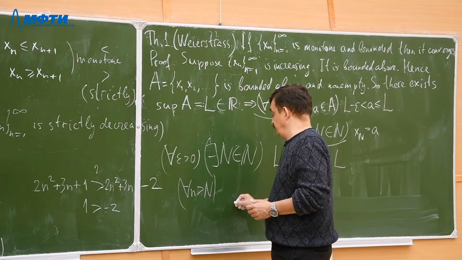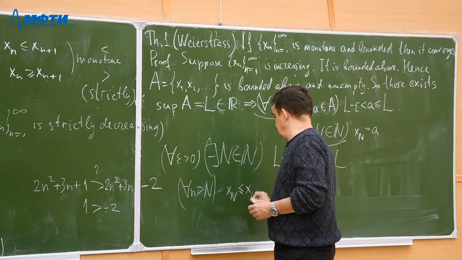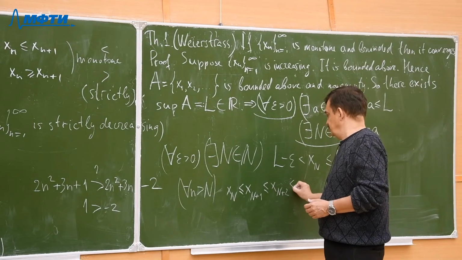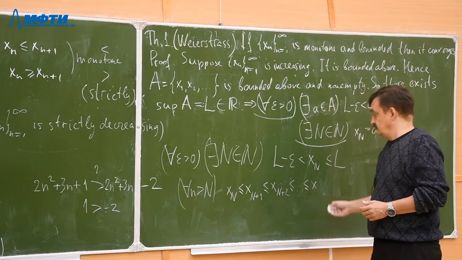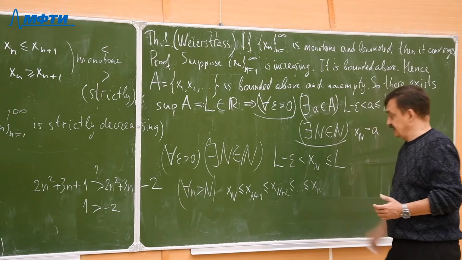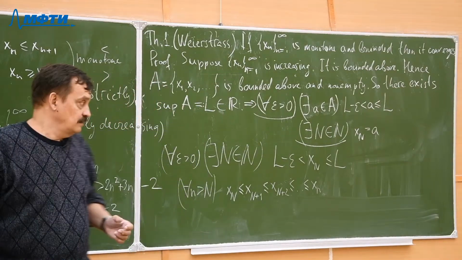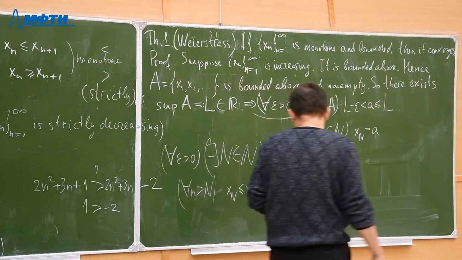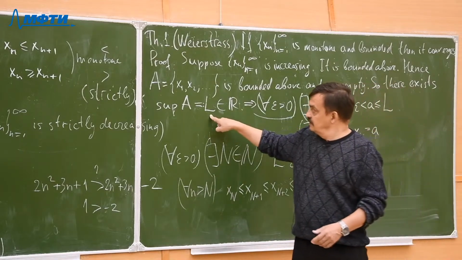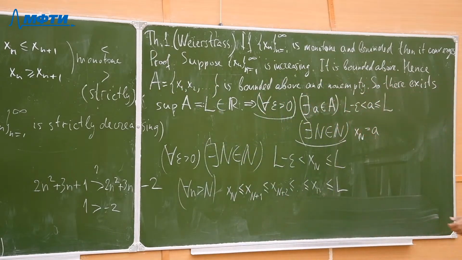We may write the following chain of inequalities: xn less or equal xn plus 1 less or equal xn plus 2, and so on, less or equal than, sooner or later we'll meet our xn small, because n is greater than capital N. And then, for sure, xn is less or equal than L, since L is the upper bound for the set capital A, so for all members of our sequence.